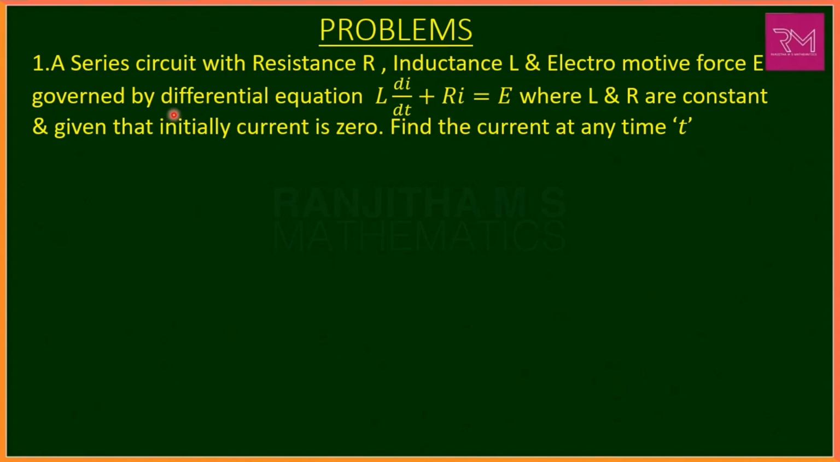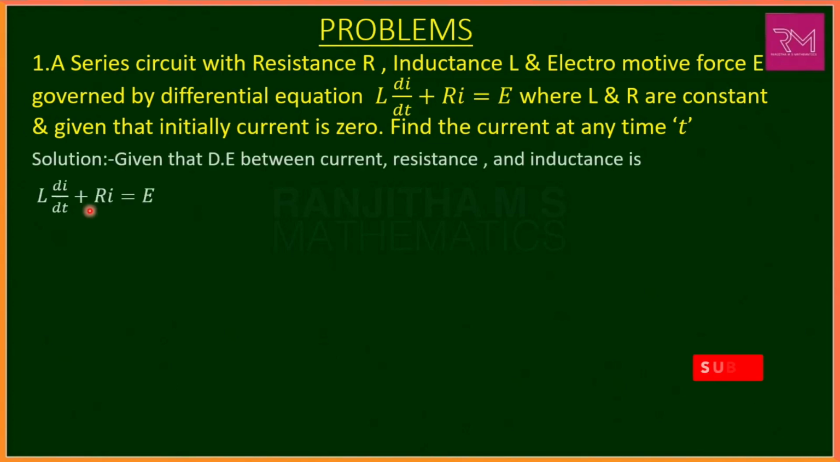Here, observing the problem, you can easily understand this is a problem on LR circuit. So they have given the differential equation of the LR circuit as L into di by dt plus Ri, which is equal to E. Also they have mentioned the initial current value, that is I is 0. Find the current value at any time t. After some time t, we have to find the current I value.